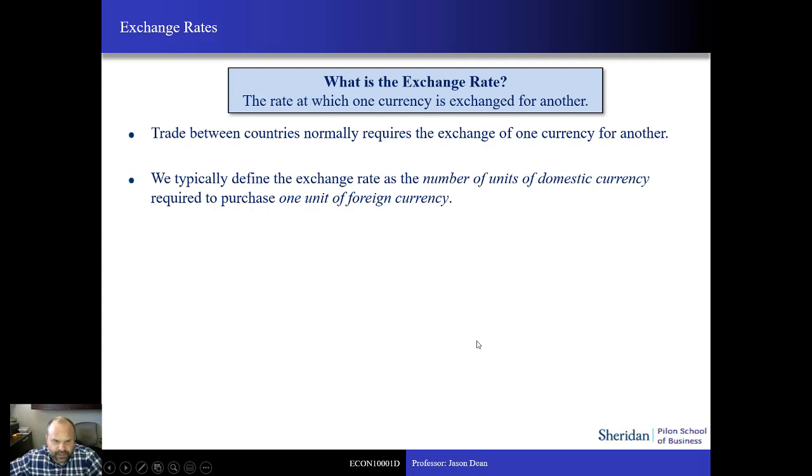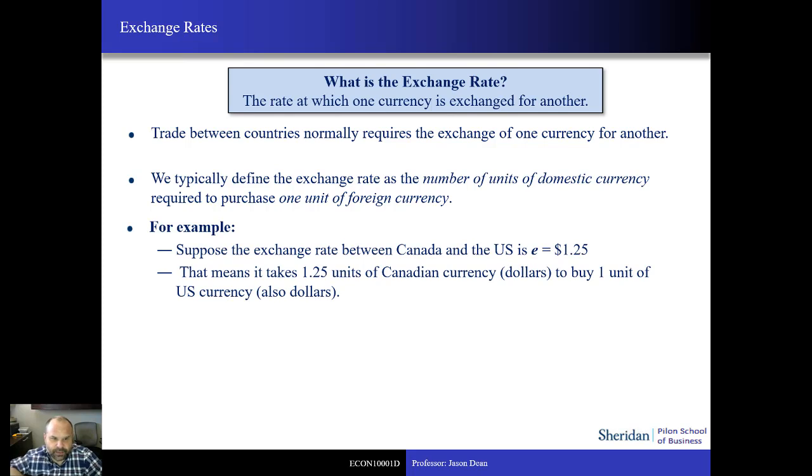So we typically define the exchange rate as the number of units of domestic currency needed to give up to purchase 1 unit of foreign currency. So for example, suppose that the exchange rate between Canada and the US is 1.25. So in this case, given our definition, we're saying that it takes 1.25 units of Canadian currency to buy 1 unit of US currency, in this case, dollars. And so clearly here we can see that the Canadian dollar is valued less than the US dollar because we need 1.25 of our dollars to get 1 of their dollars.